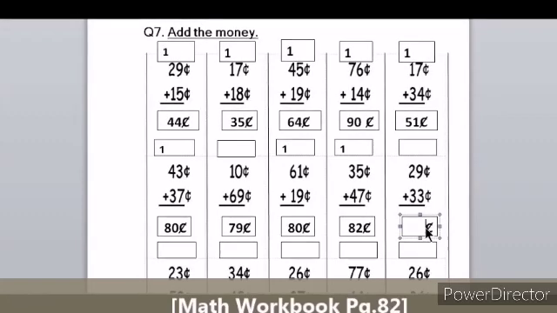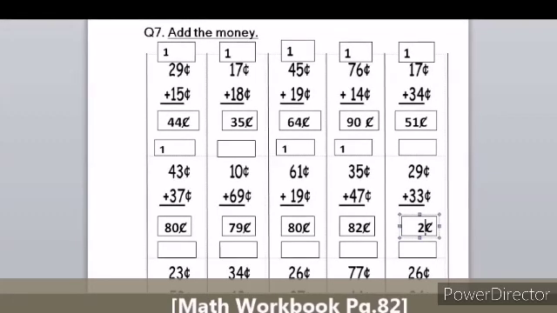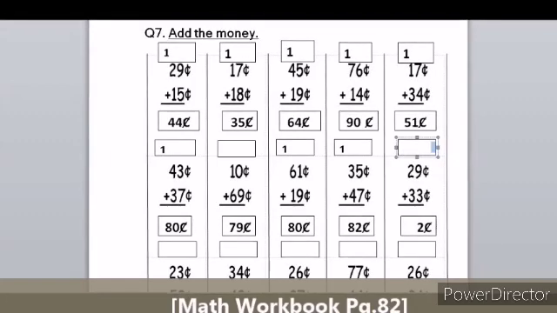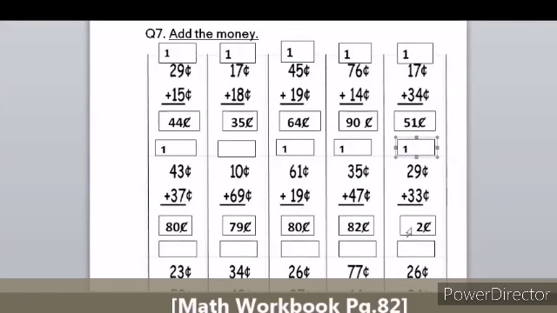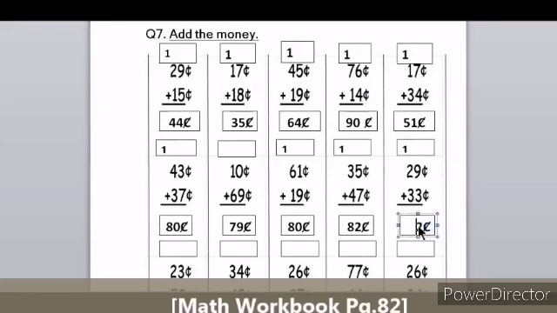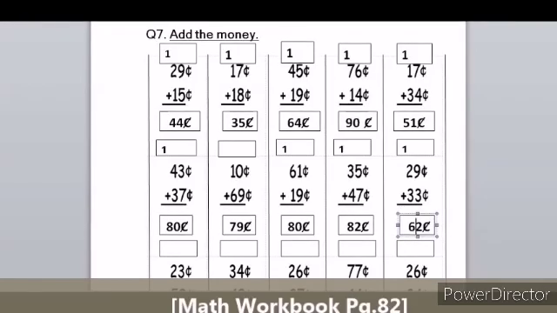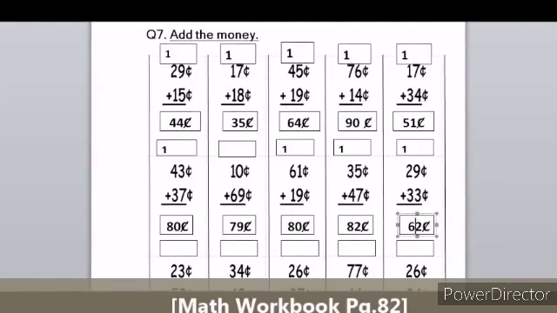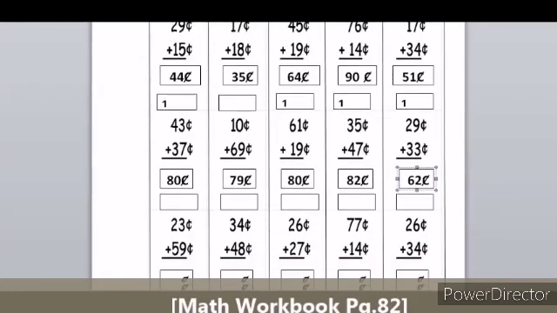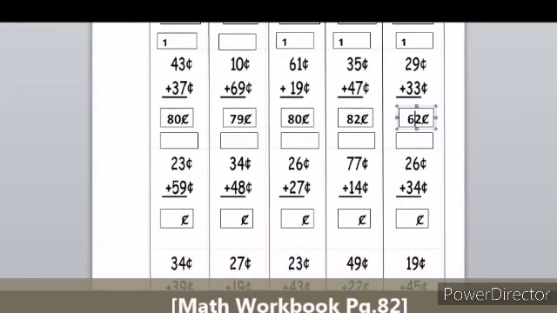Then see this one. 29 cents plus 33 cents. So 9 plus 3 is 12 again. So 2 here and 1 on the top. Okay. Then 3 plus 3 is 6. 62 cents. Always you will write the units place down and the tens place, whatever number is coming, you will write on the top. You will carry over.